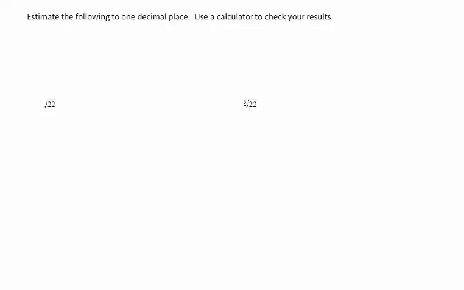Estimate the following to one decimal place. Use a calculator to check your results. To estimate a radical, simply use perfect squares or perfect cubes for a cube root.